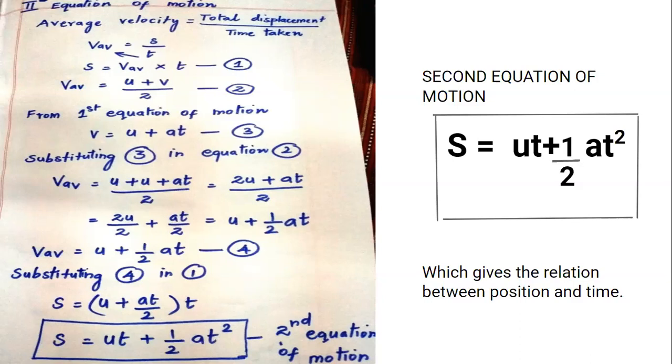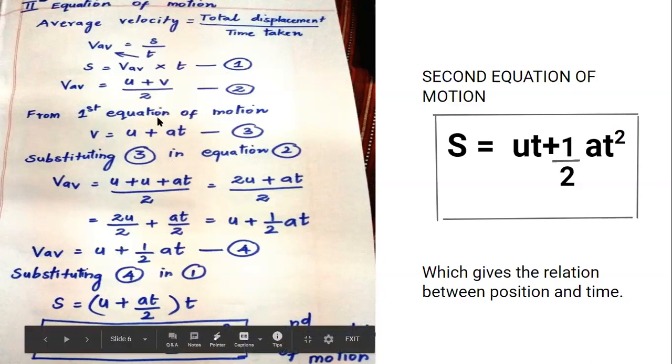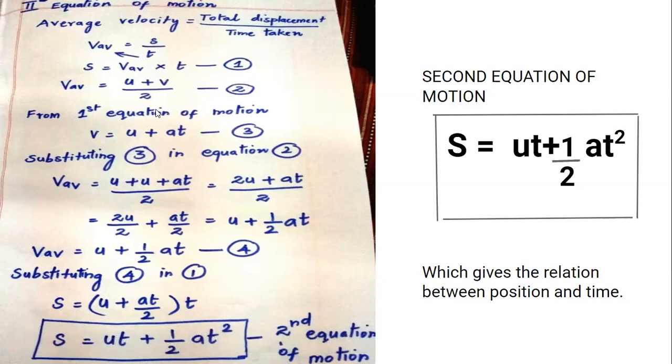So you can see that the first equation is S is equal to Vav into T. Here Vav is equal to u plus half at, or at by 2, both are same. So I have just given you S is equal to u plus at by 2 into T. When you multiply that, you get S is equal to ut plus half at square, which is the second equation of motion.